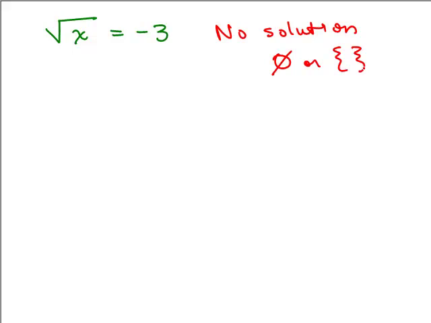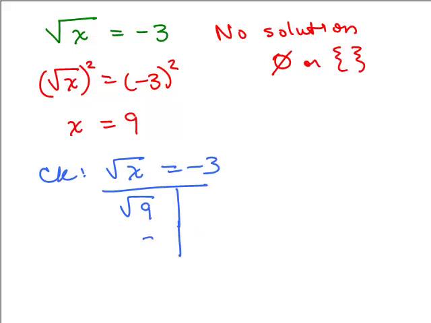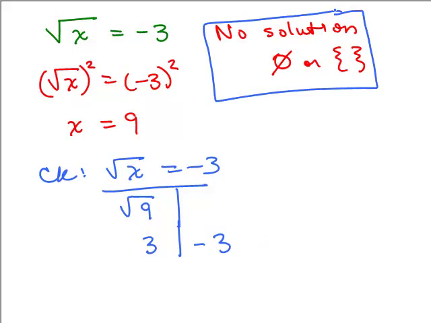But let's say you didn't pay attention and you were just kind of plowing through your problems. You might square both sides. And so when you square that square root, you get x on the left side and 9 on the right-hand side. But when you check it in the original equation, square root of 9 is equal to 3 by definition, and that does not equal negative 3. So it does not check, and you would still get no solution. Of course, the fast way is to just stop right here at the beginning, right, there's no solution.